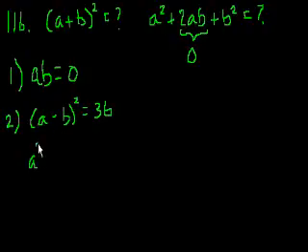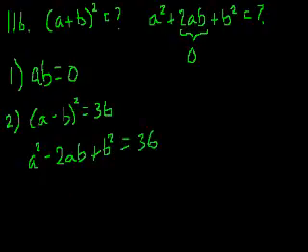We get a squared minus 2ab plus b squared, right, is equal to 36. So by itself, this statement isn't that useful. I mean, even here, this statement says that if you were to take the square root of both sides, it tells us that the difference between a and b is either positive 6 or negative 6. So statement 2 by itself is kind of useless.